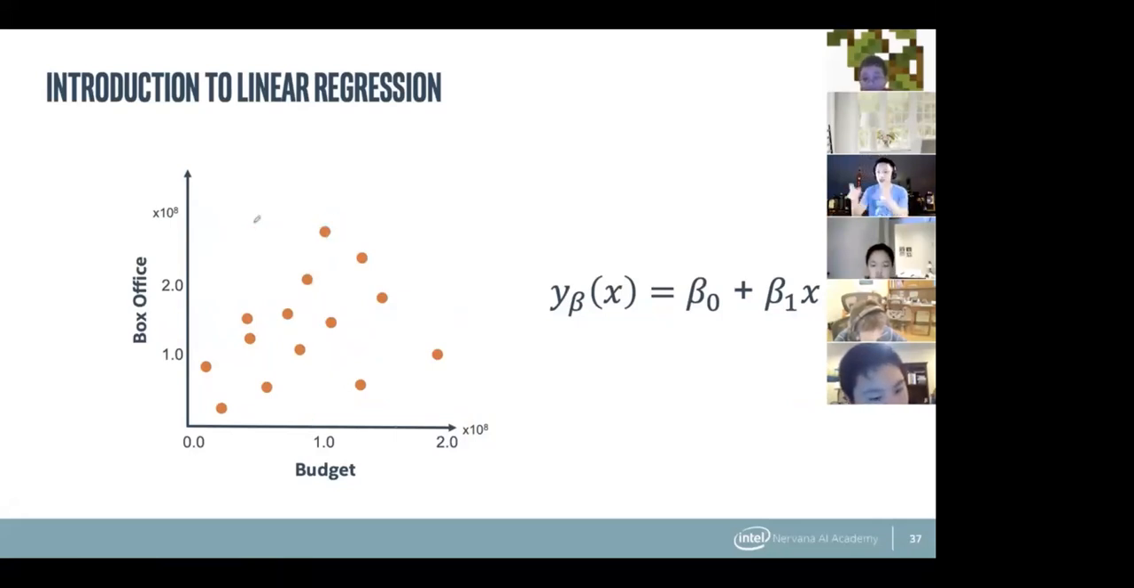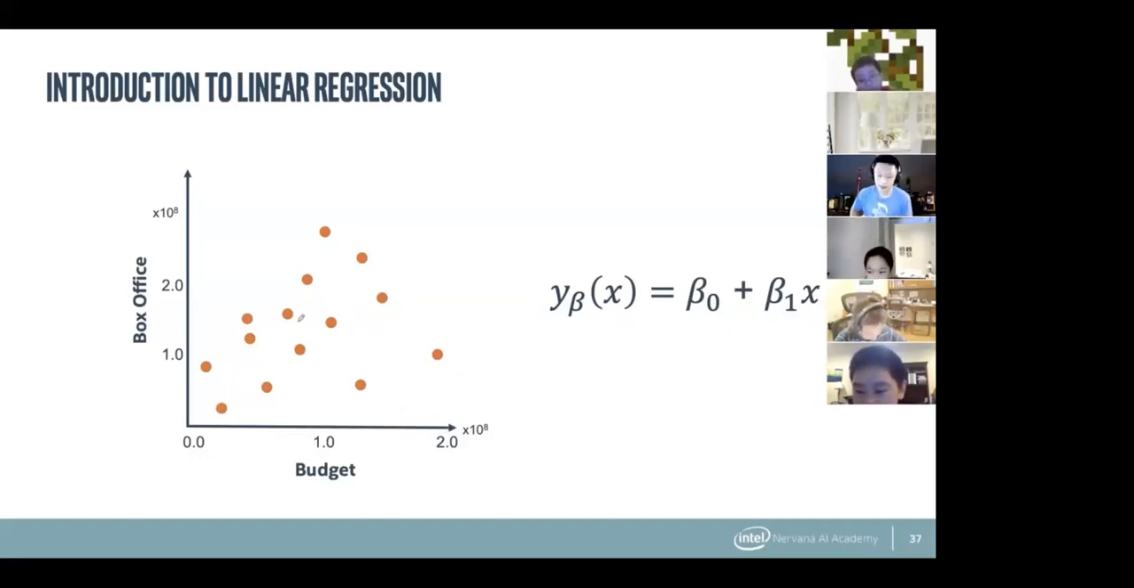So there's this whole distribution of movies and things, and we want to predict, given some new movie, let's say that there was a budget of 1.5 times 10 to the 8 dollars, where do you think the box office would end up? So this is the problem of regression.